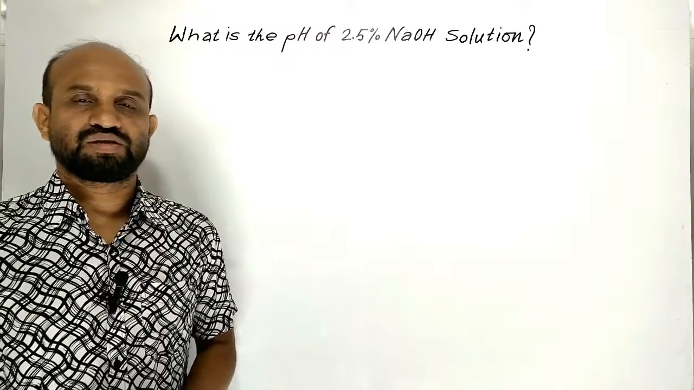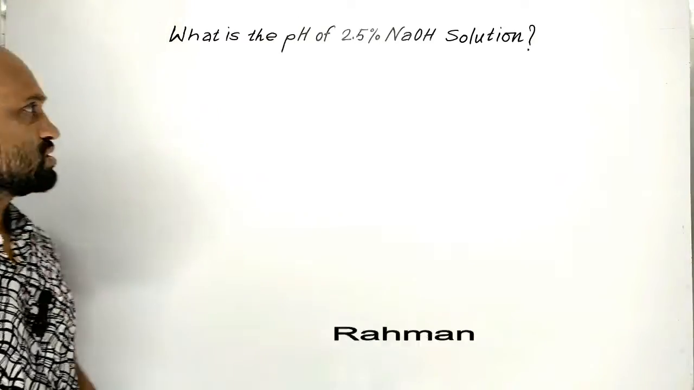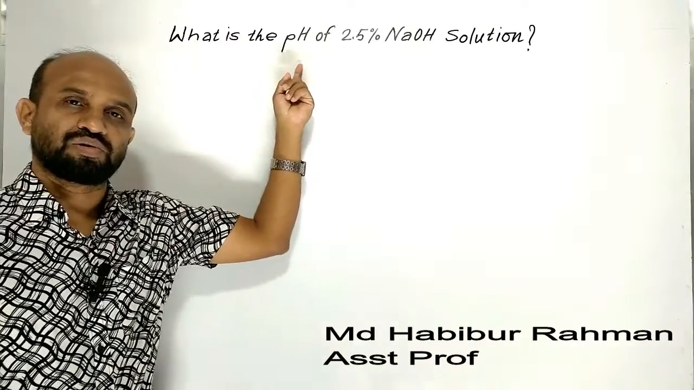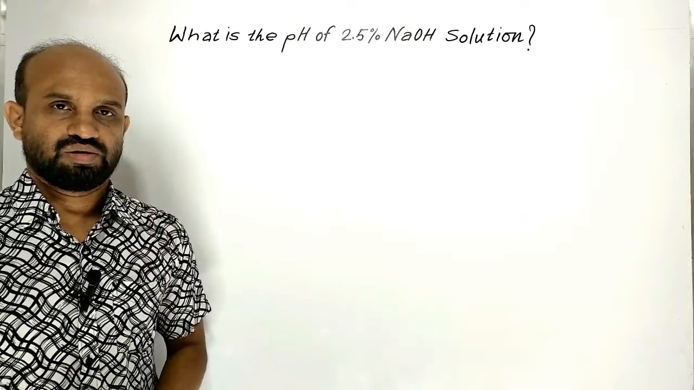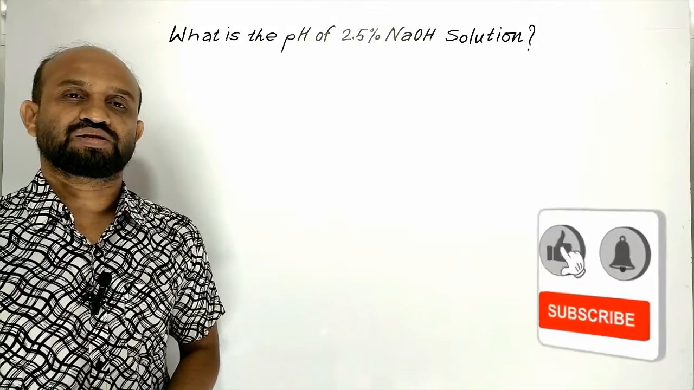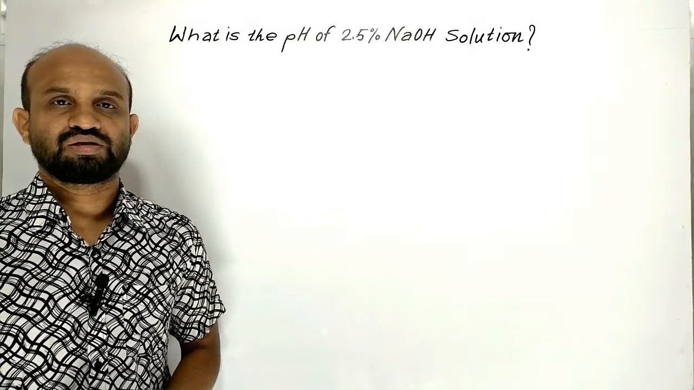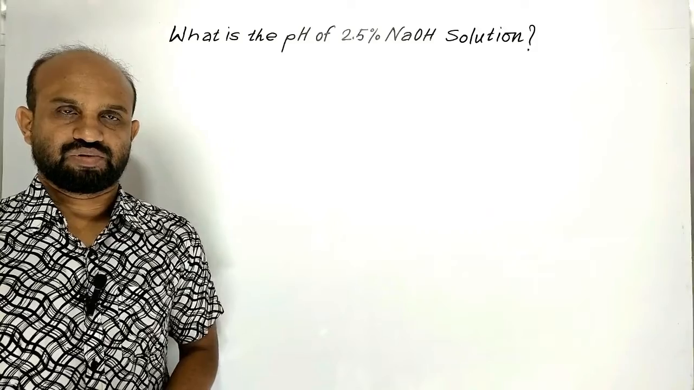Mathematical problem related to pH. Let's look at the problem. What is the pH of 2.5% sodium hydroxide solution? That means we have a solution of 2.5% sodium hydroxide. pH has to be calculated of the solution. Let's see the matter step by step.